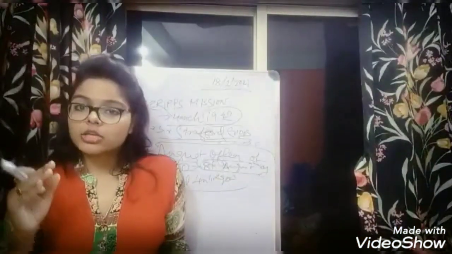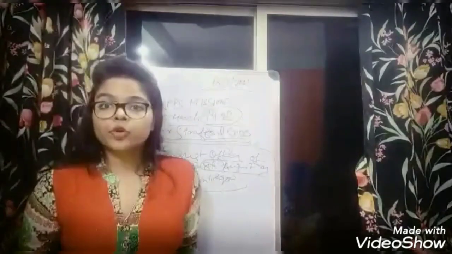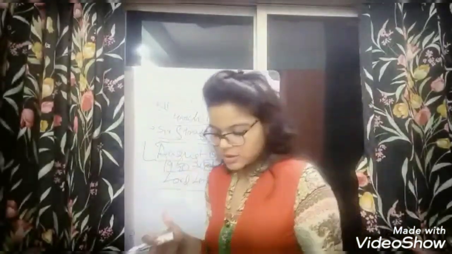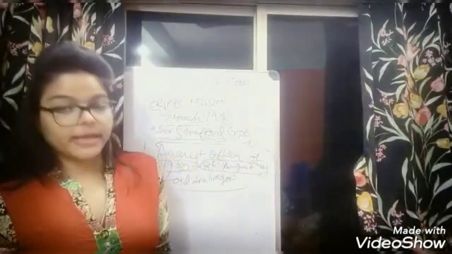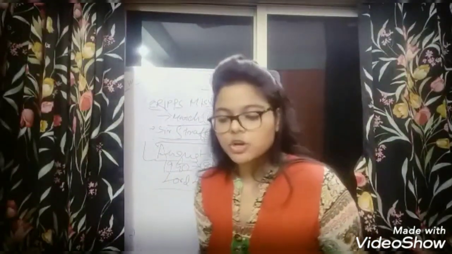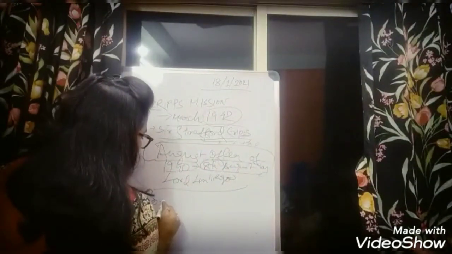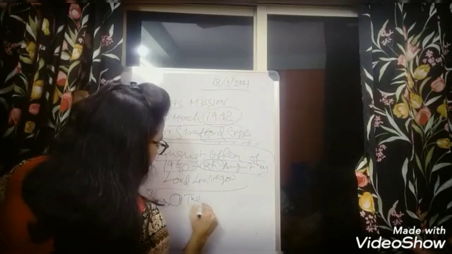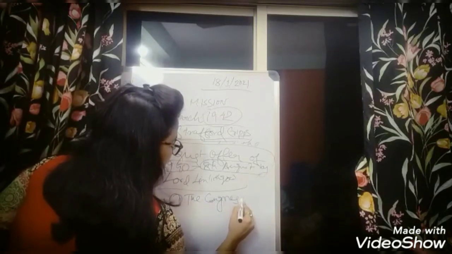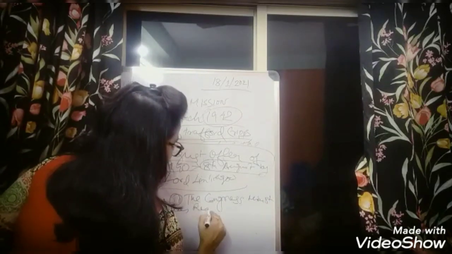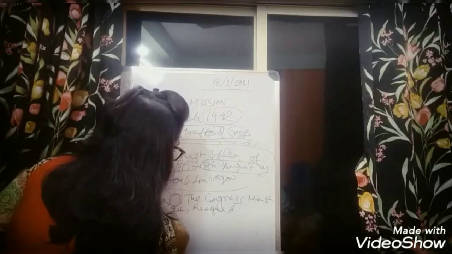But the August offer also failed. It proved to be futile because there was no time limit within which the constitution making body was to be set up. On the issue of the expansion of the Executive Council, also no agreement could be reached. So, the Congress Ministries resigned. The August offer failed.